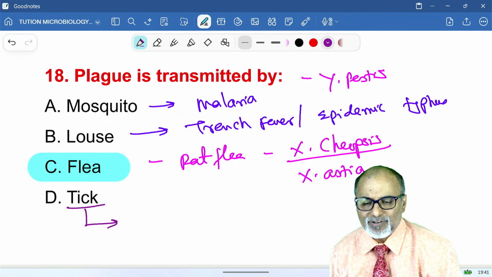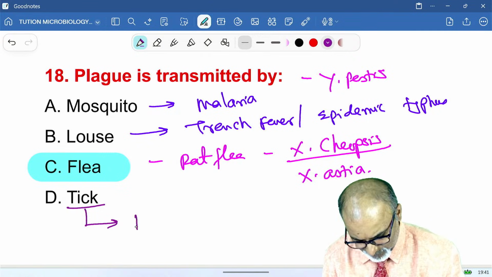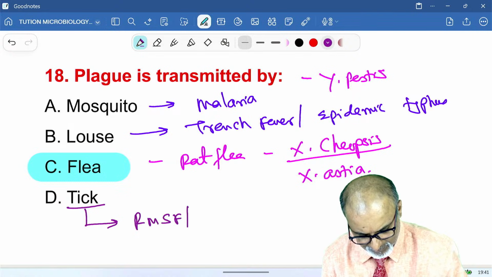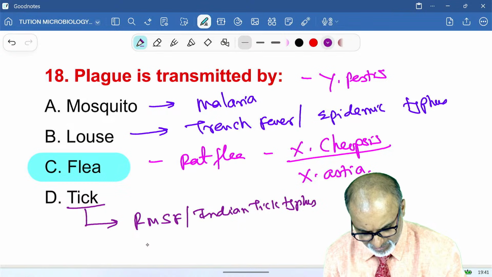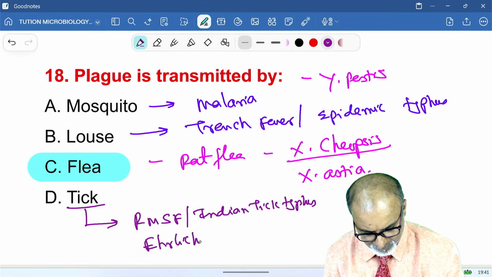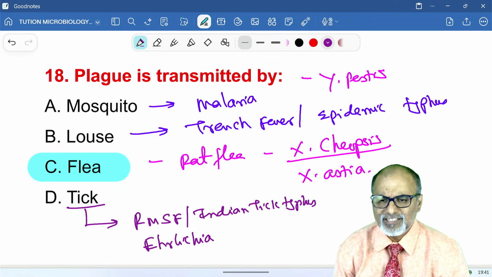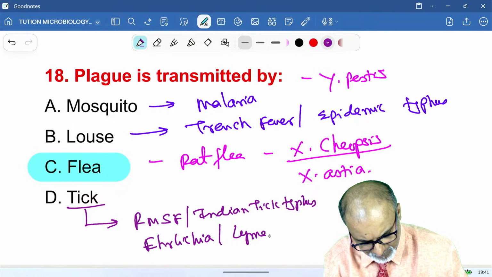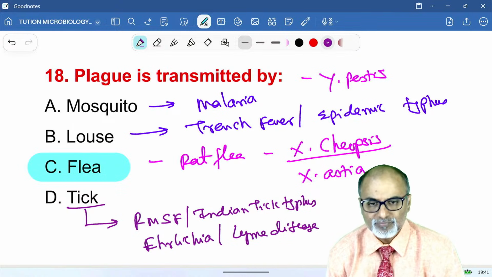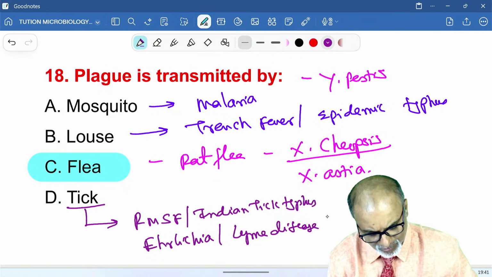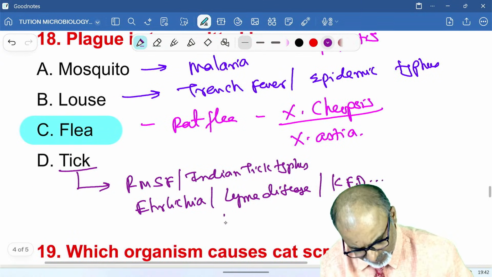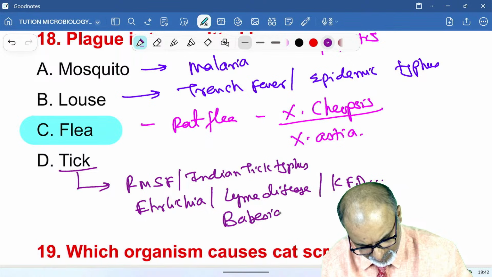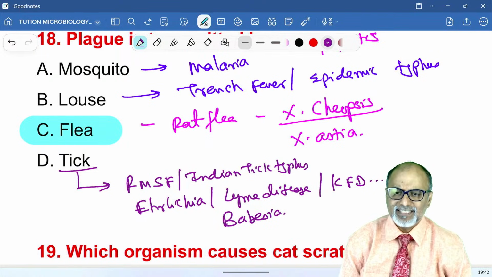Tick is the vector for Rocky Mountain spotted fever, Indian tick typhus, Ehrlichia, and many other conditions: Lyme disease, Kyasanur Forest disease. Many conditions, tick is the vector. Babesia, many conditions, tick is the vector.